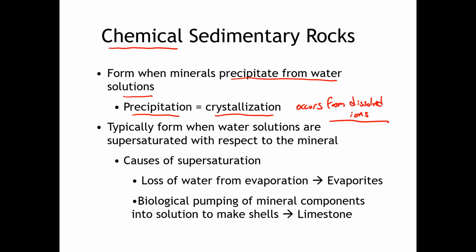We've seen precipitation before in one of those little videos I showed you, where we had the dish of salt water that was allowed to evaporate, and those ions combined and precipitated into new cubic pieces of halite. That's precipitation. So these typically form when water is what we call supersaturated. That means it has too many ions in it.